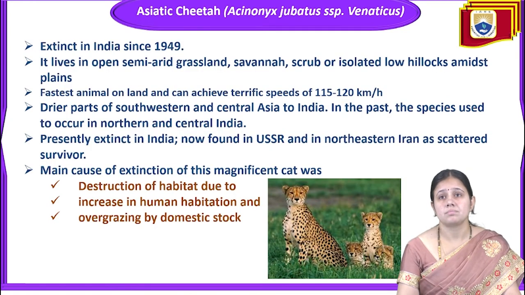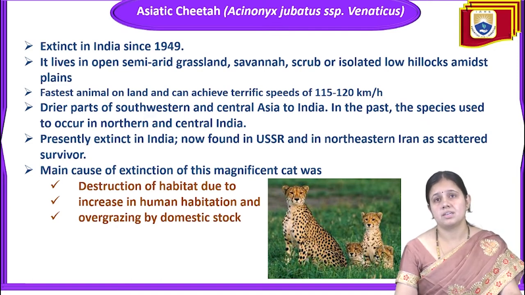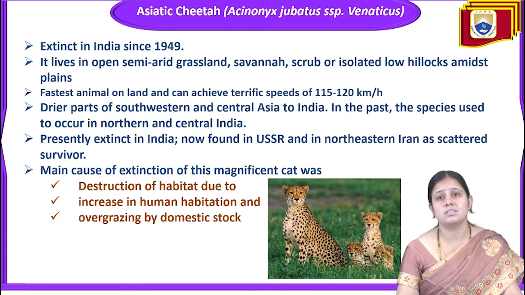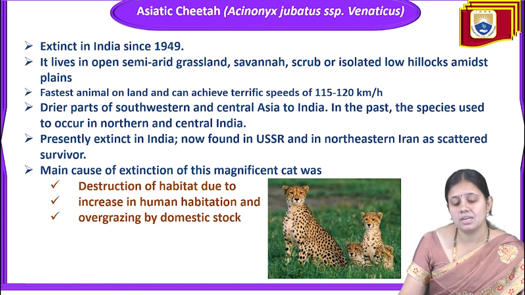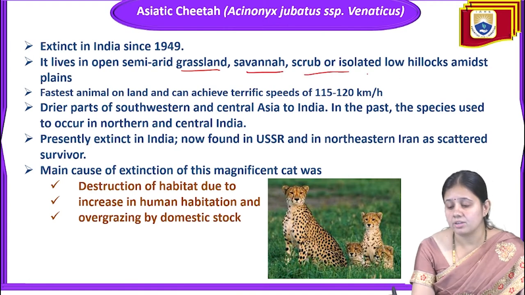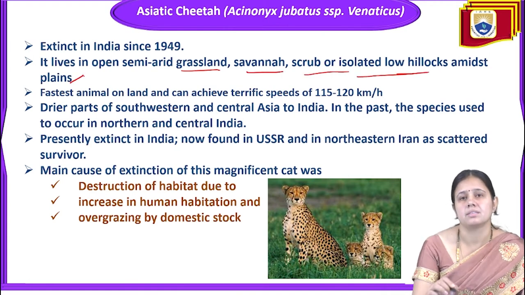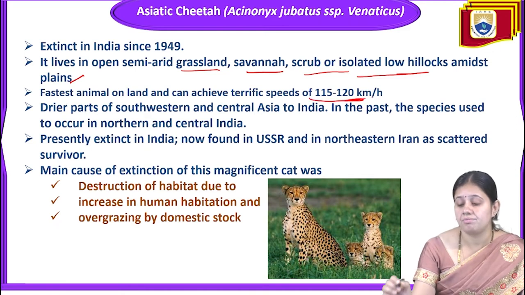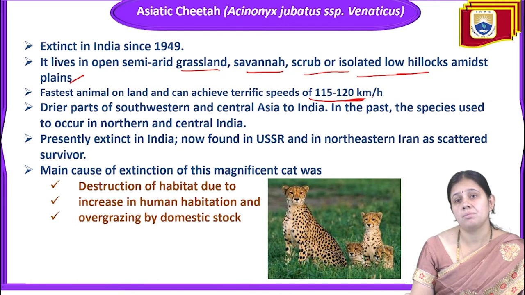Now we come to the Asiatic cheetah. This is critically endangered, and extinct in India. This is a very common example of an extinct species of India. It has been extinct since 1949. It was living in open semi-arid grassland, savanna, and scrub on isolated low hillocks amidst the plains. It is the fastest animal on land and can achieve a terrific speed of 110 to 120 km per hour.